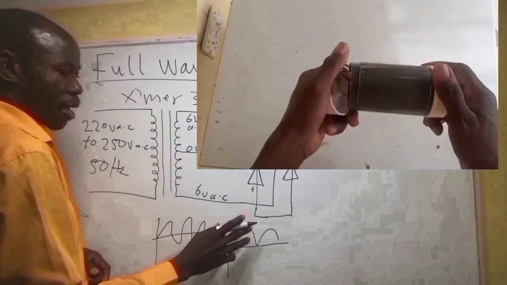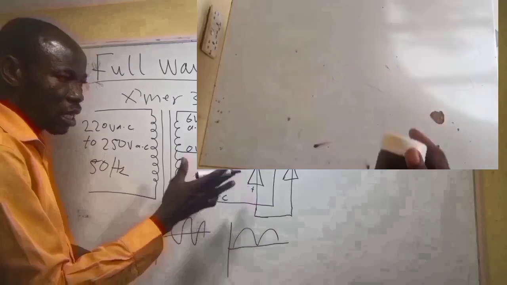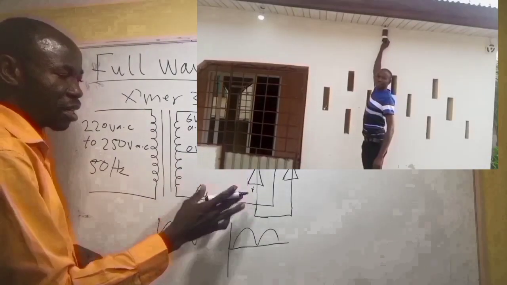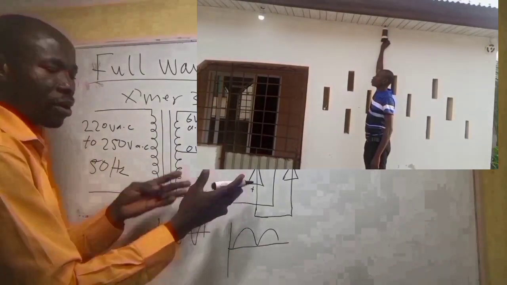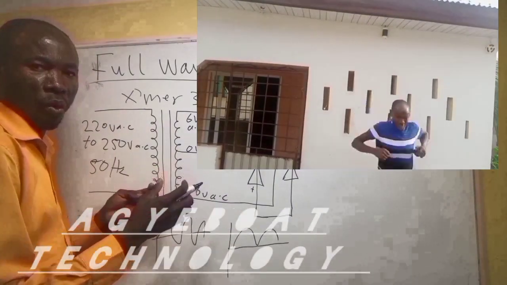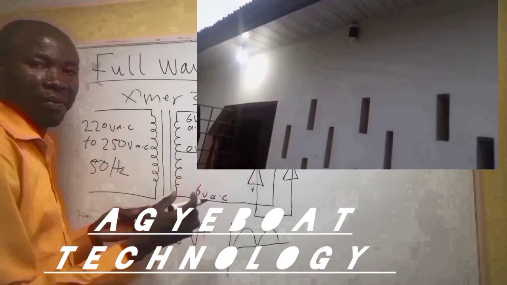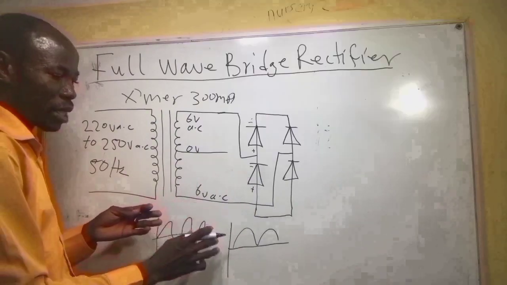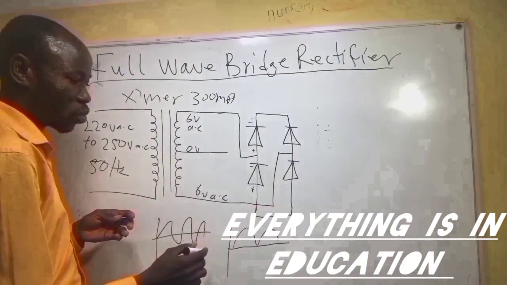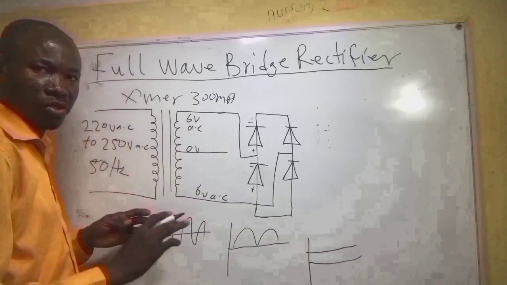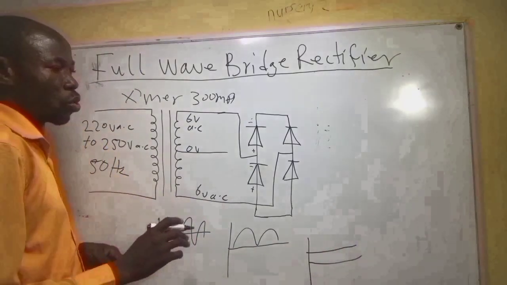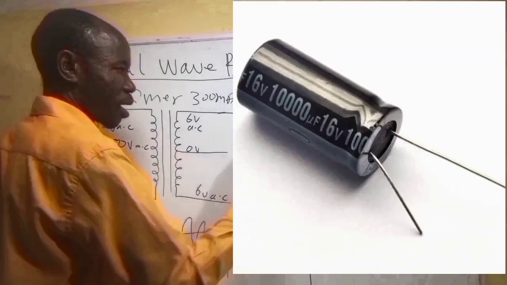Okay, but it is a varying DC. If you have a sound system and you connect to it, you will hear humming. It means that it needs a filter, a capacitor, which will make it steady, which will make the waveform straight away, very straight, very smooth. So we will introduce a capacitor.